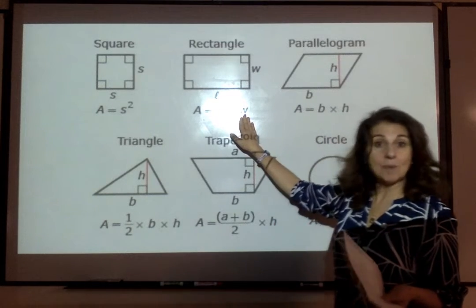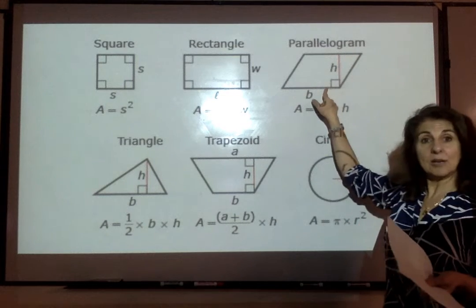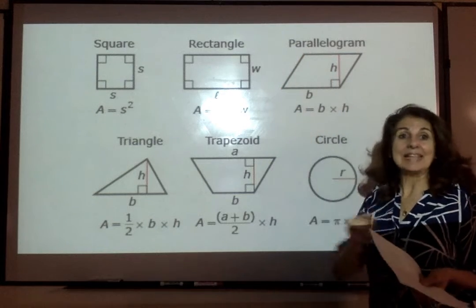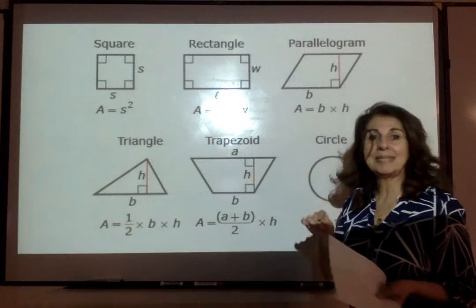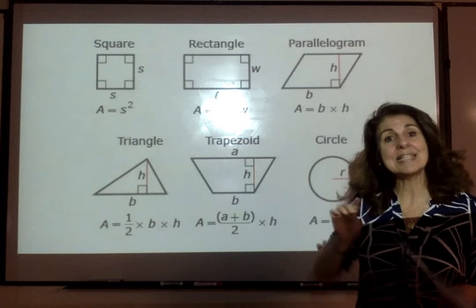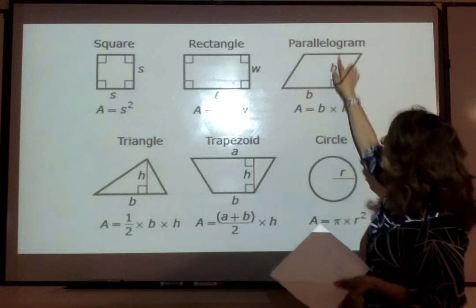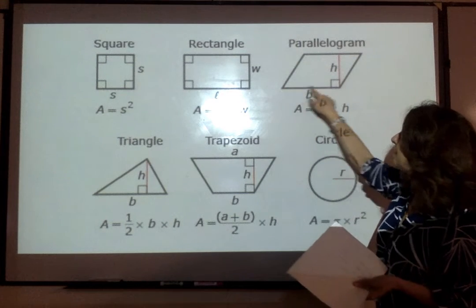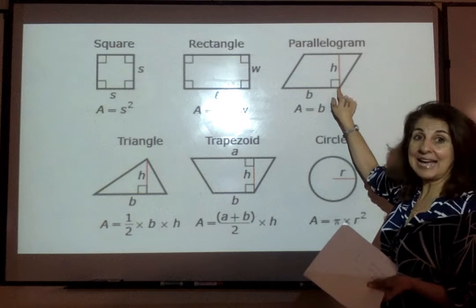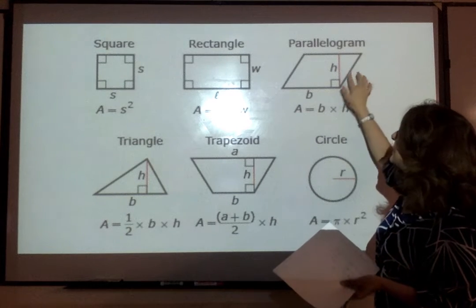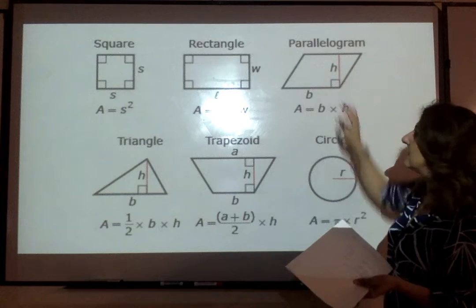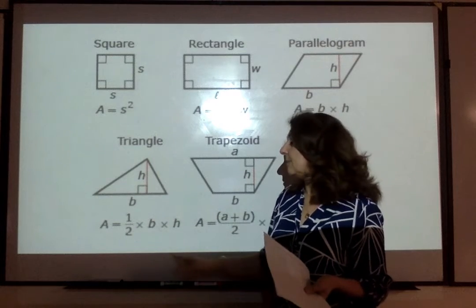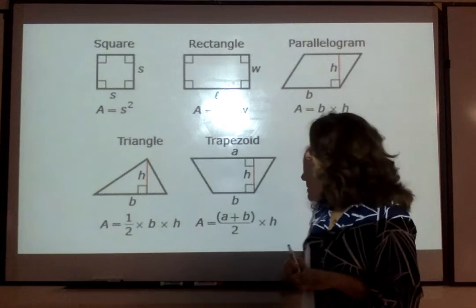For a parallelogram, I have to be very careful because I have slanted sides here, and the slanted sides do not give me the height. What gives me the height is the 90-degree angle. So I always have to find the height so I can figure out the area, which is base times height. And height, again, is not the slanted side. It is the 90-degree angle. Triangles, we've worked with them. Base times height divided by 2, or half times base times the height.